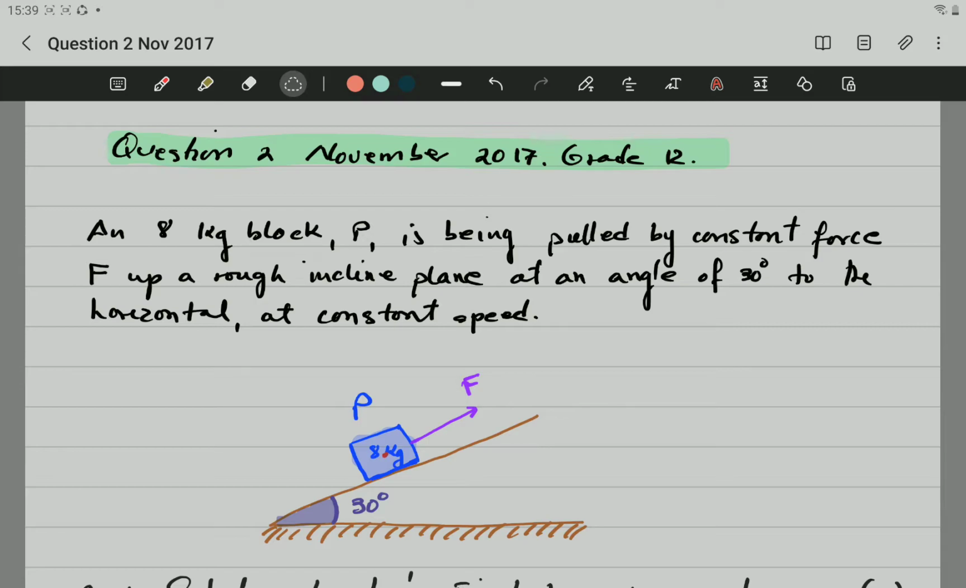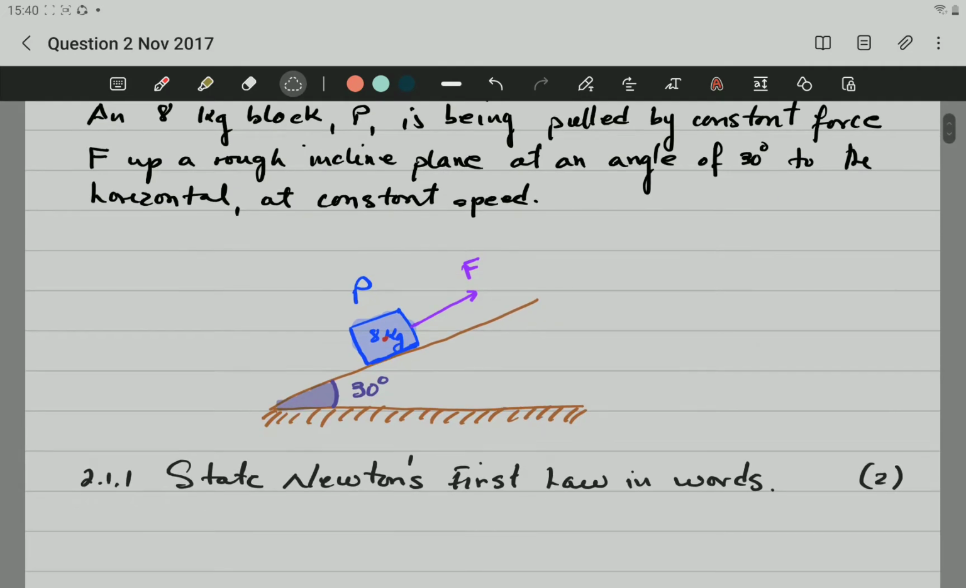Anyway, the question said an 8 kilogram block P is being pulled by a constant force F up a rough inclined plane at an angle of 30 degrees to the horizontal at constant speed. This is the block, this is the surface, that is the angle of the surface. The surface may incline, and that is the picture.